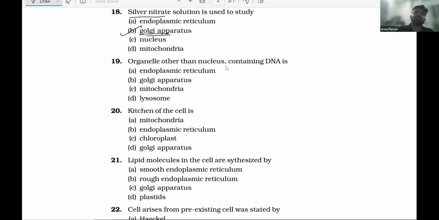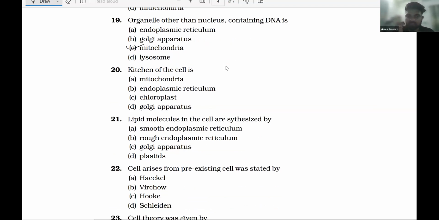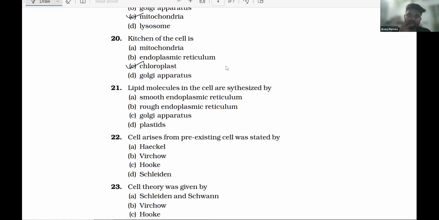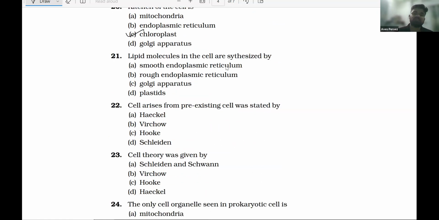Next, the organelles other than the nucleus containing DNA are mitochondria and chloroplast. Both have DNA. The kitchen of the cell is chloroplast. Mitochondria is the powerhouse of the cell. Next, question number 21. Lipid molecules in cells are synthesized by smooth endoplasmic reticulum.